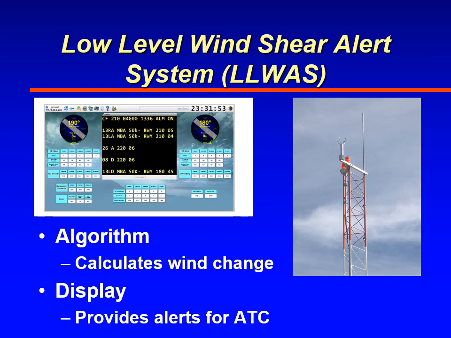There is an algorithm that calculates the vector difference between the winds at each site, each anemometer, and if it exceeds a certain value, the wind vector shear, then you'll get a wind shear alert in the control tower, which air traffic control will pass on to pilots that are taking off and landing at the airport.